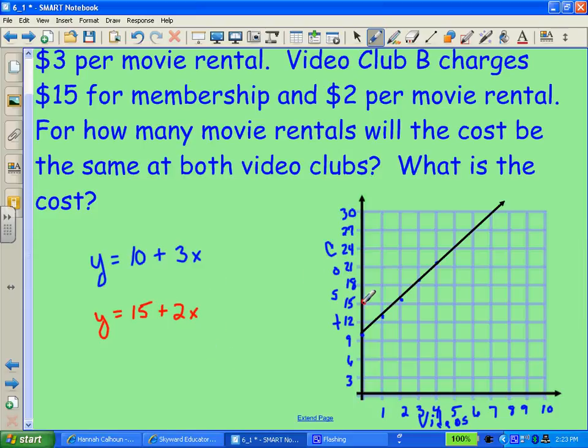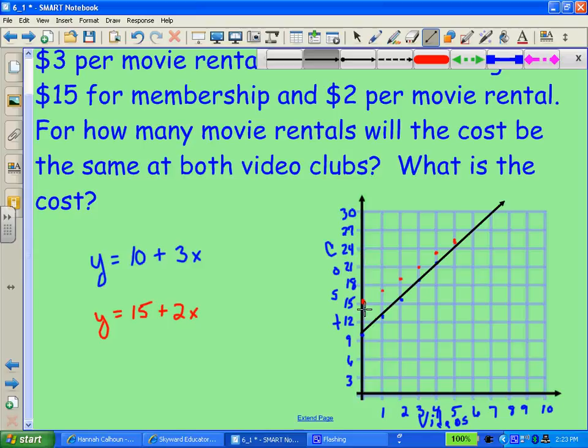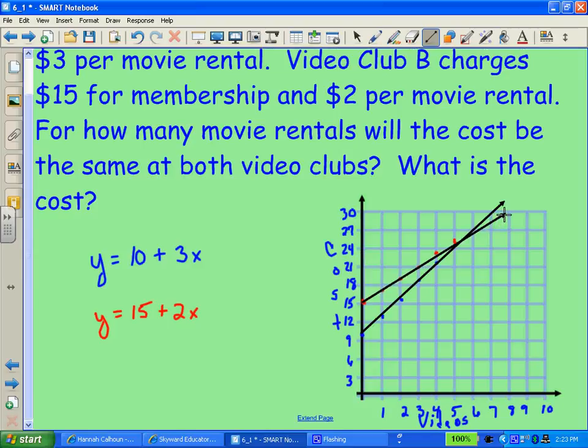Okay, and then the other one starts at 15 and goes up 2, so up to 17 over 1, 19 over 1, 21 over 1, 23 over 1, 25 over 1, and so that line looks like that. I think my dots are a little bit off.